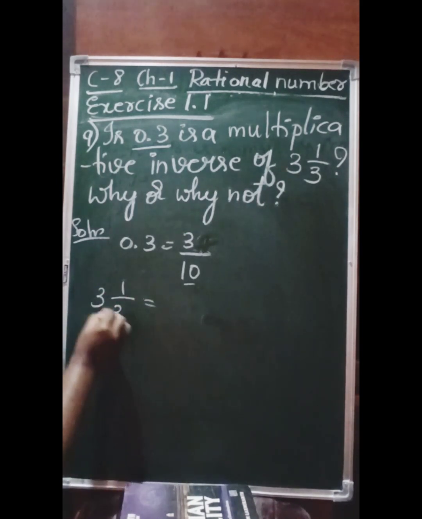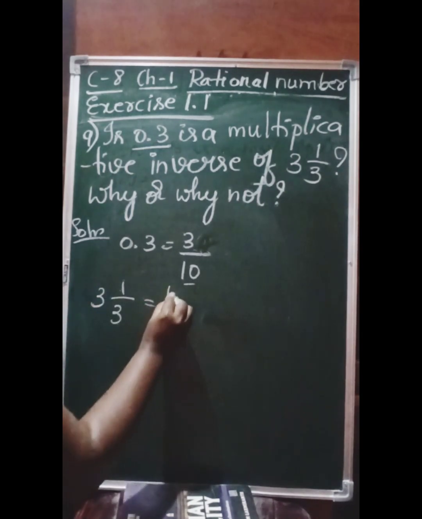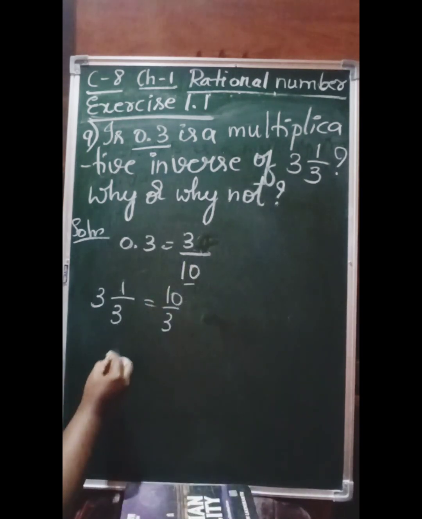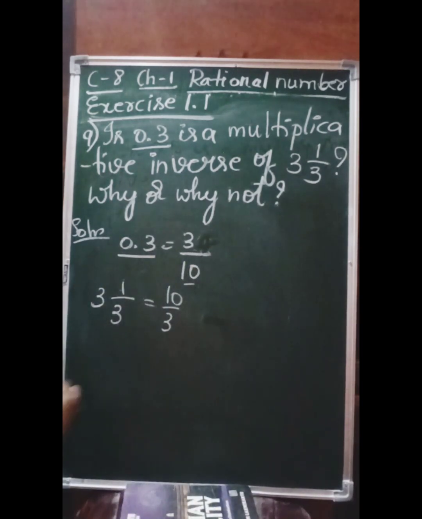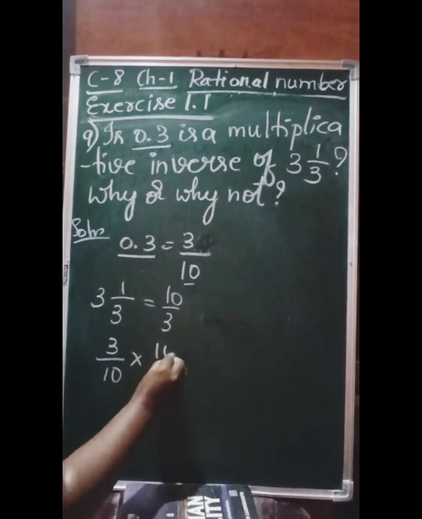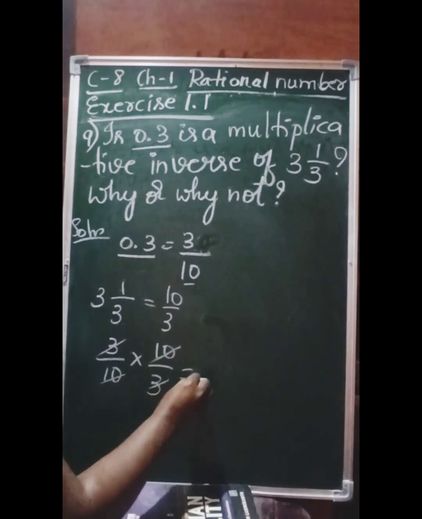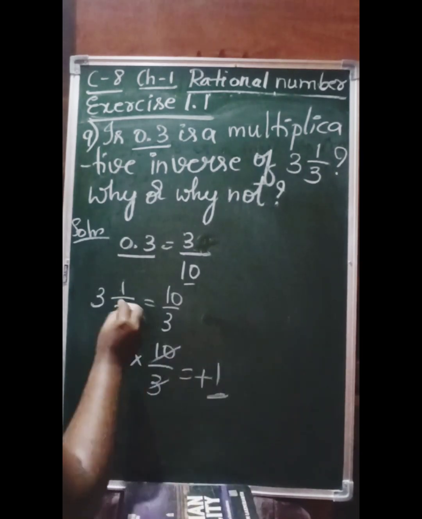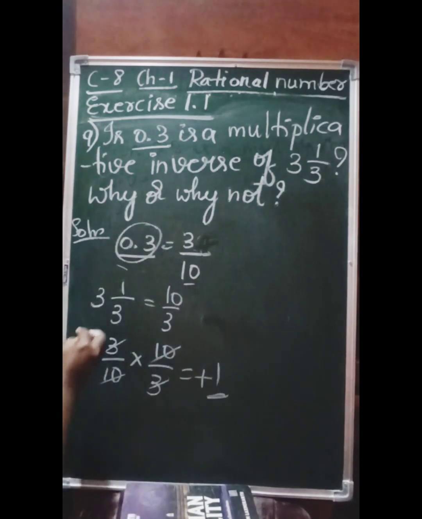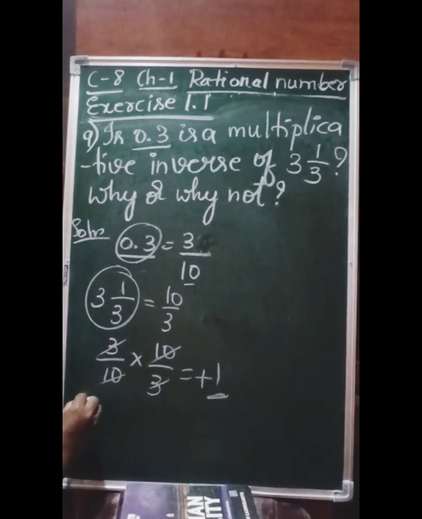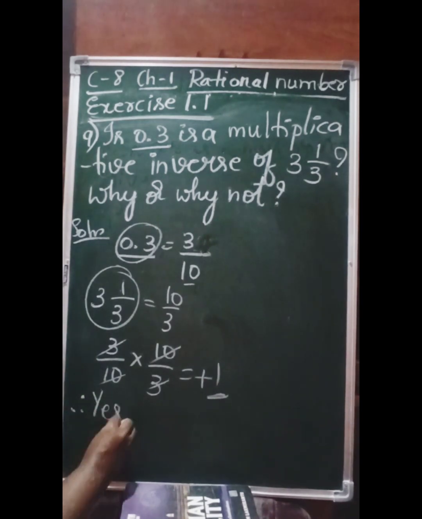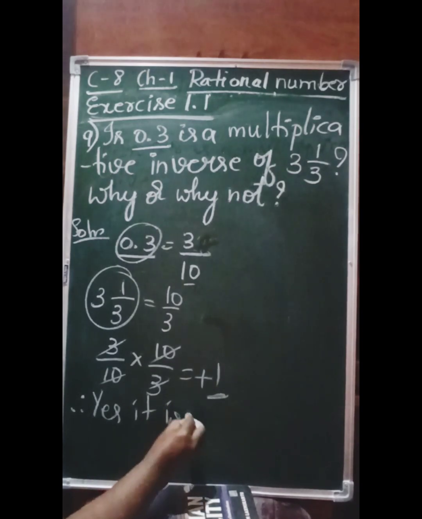Now solve this one. What will you get? 3 threes are 9, 9 plus 1, 10 by 3. Now check it out. The 0.3 value is 3 by 10 and the 3 into 1 by 3 value is 10 by 3. The 3s will get cancelled, the 10s will get cancelled, and it will give you plus 1. So this 0.3 is a multiplicative inverse of 3 into 1 by 3. So the answer you can write: therefore yes, it is a multiplicative inverse.